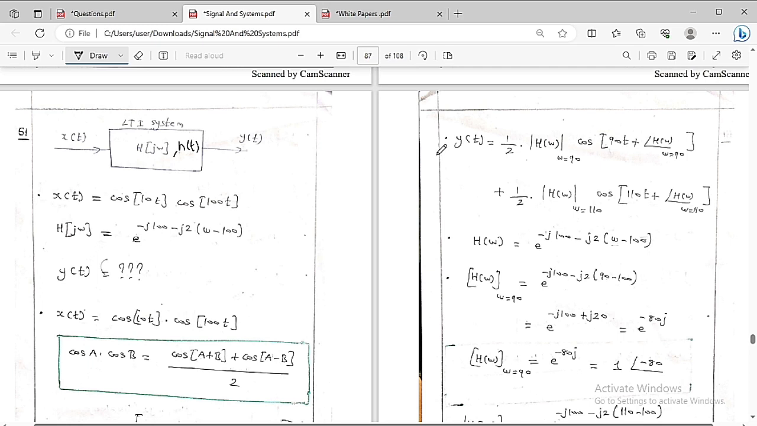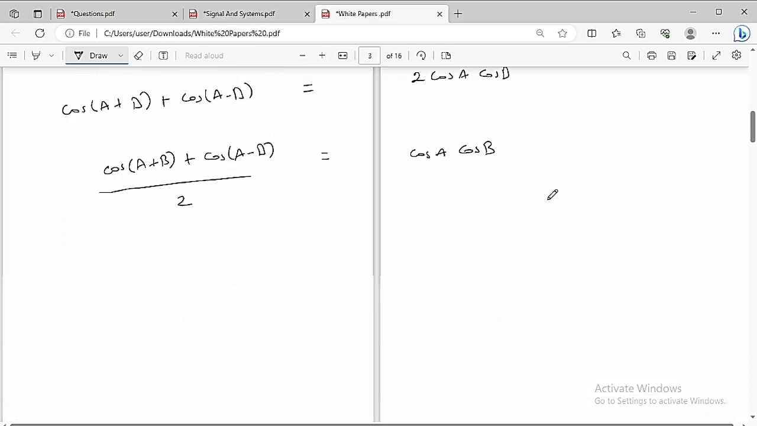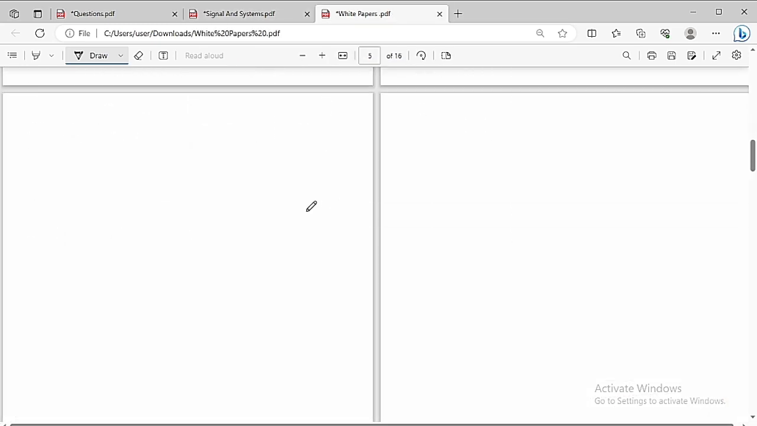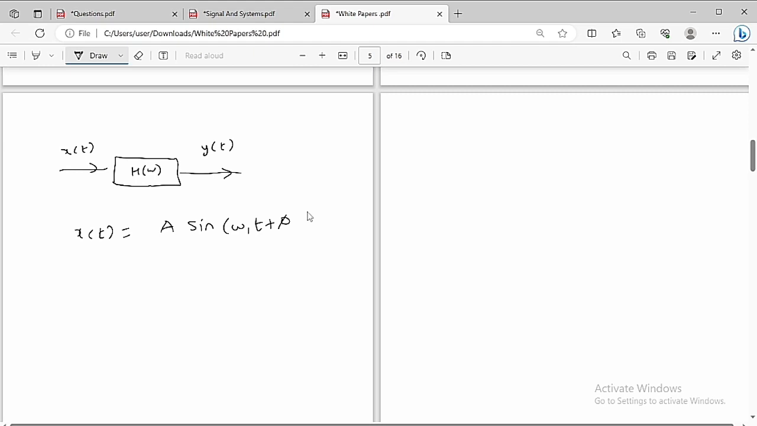Then what is y of t? So I have already told you one important thing for an LTI system. Listen carefully. I have told you this so many times. Suppose this is the input x of t, and this is h of omega, or h of j omega, which we can call the transfer function, and this is y of t. Suppose x of t is equal to A into either sin or cos of omega 1 t plus phi. Suppose it is like this.